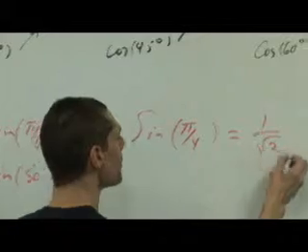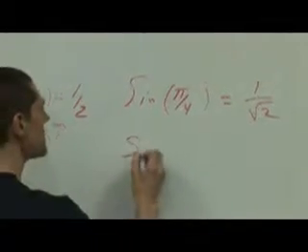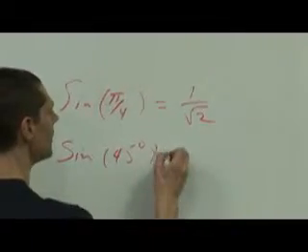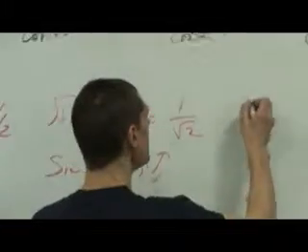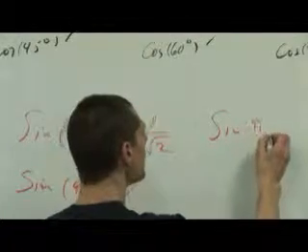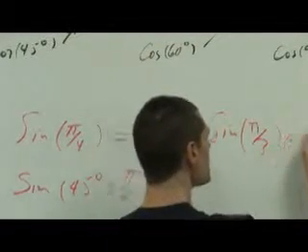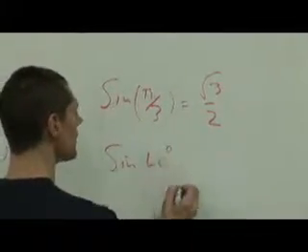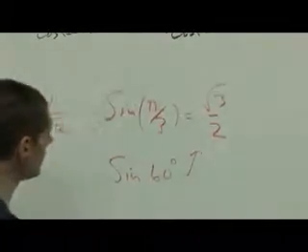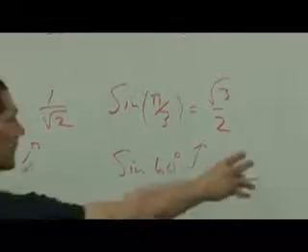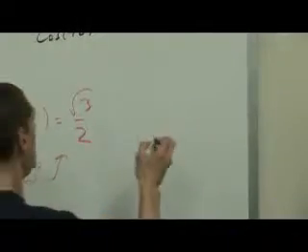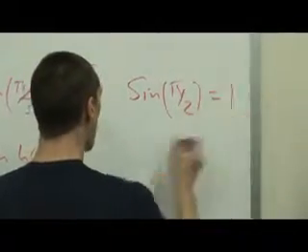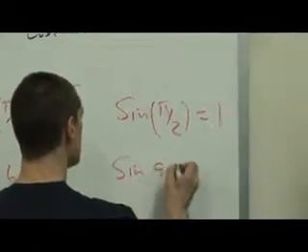This is 1 over the square root of 2. This is sine of 45 degrees. Same thing here. The next will be the sine of pi over 3, which is the square root of 3 over 2. This is the sine of 60 degrees. And I don't want to run out of room there. Is this in frame? The sine of pi over 2 is 1, which is the sine of 90 degrees.